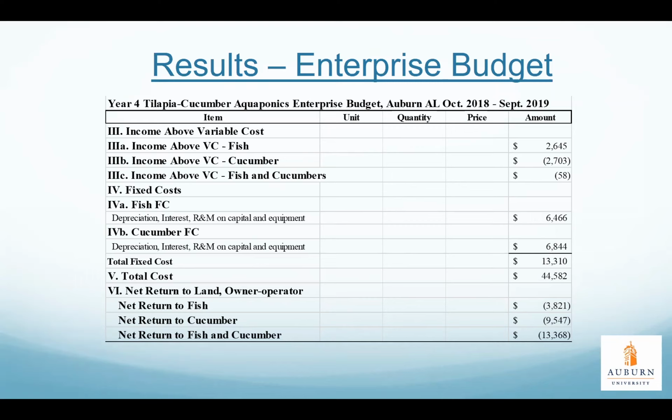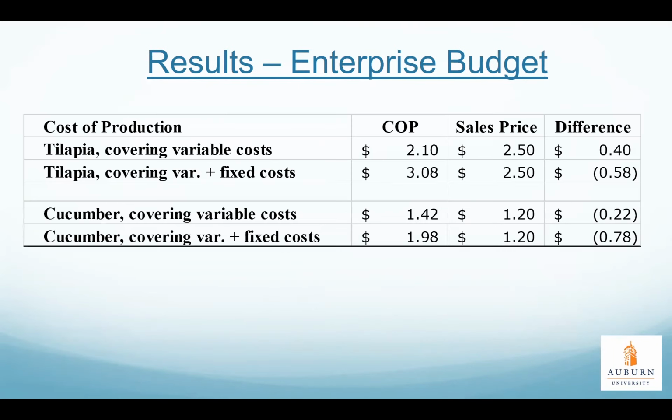And then we need to add in our fixed cost, and the total fixed cost is $13,310. So the total cost is $44,582. That's the fixed cost plus the variable cost. And our net returns to the land and the owner operator, the returns to fish is a negative $3,821. Net return to cucumbers a negative $9,547, and together negative $13,368. So this looks like we're losing money.